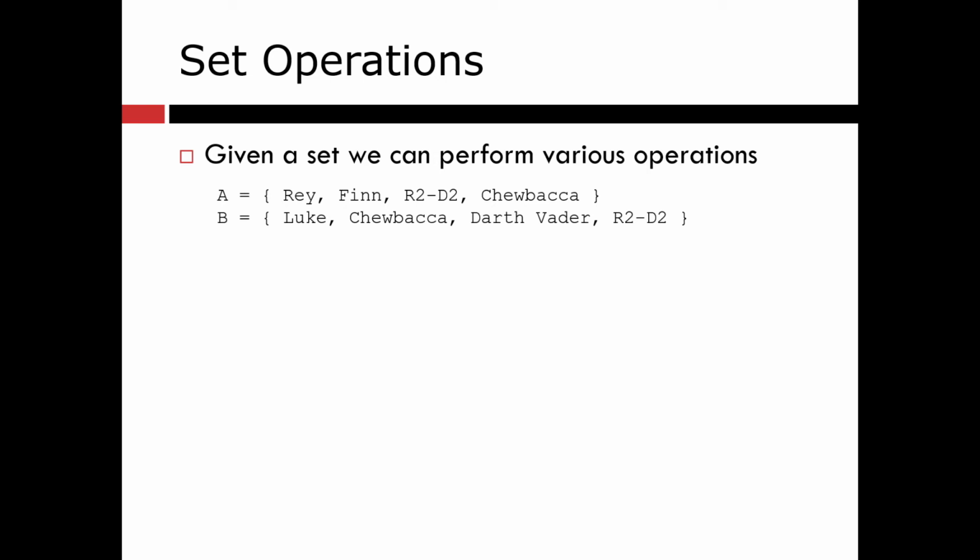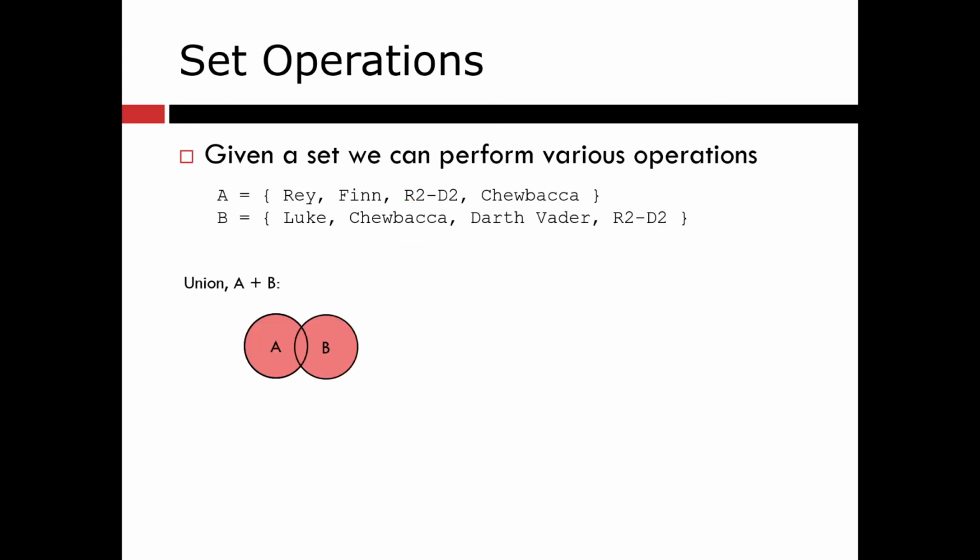So let's suppose that we have 2 sets. One set has Rey, Finn, R2-D2, and Chewbacca, and then the other set has Luke, Chewbacca, Darth Vader, and R2-D2. Now, we can see that these are different sets, but they also share some elements, right? And we're talking about Chewbacca and R2-D2, right? Chewbacca, the element shows up in both sets. So does R2-D2, showing up in both sets. So let's look at what that does.